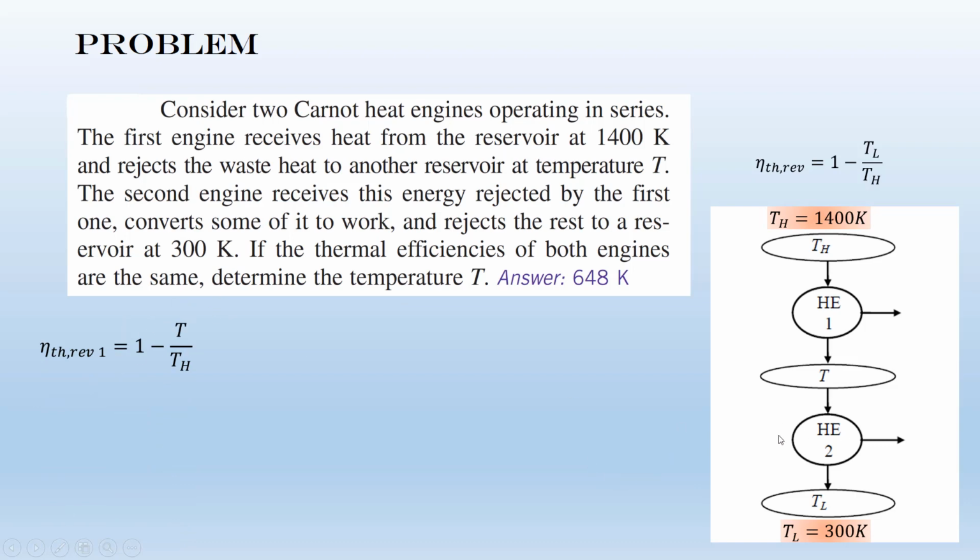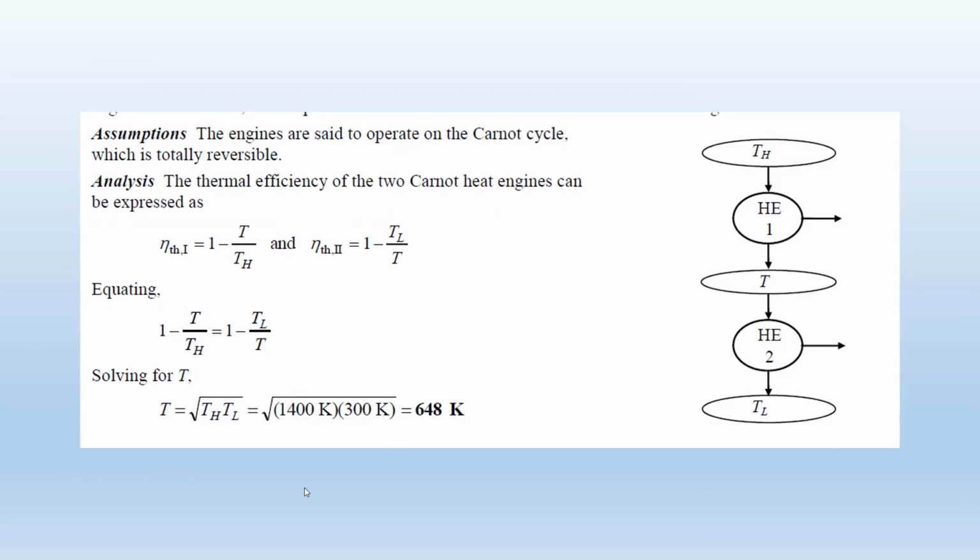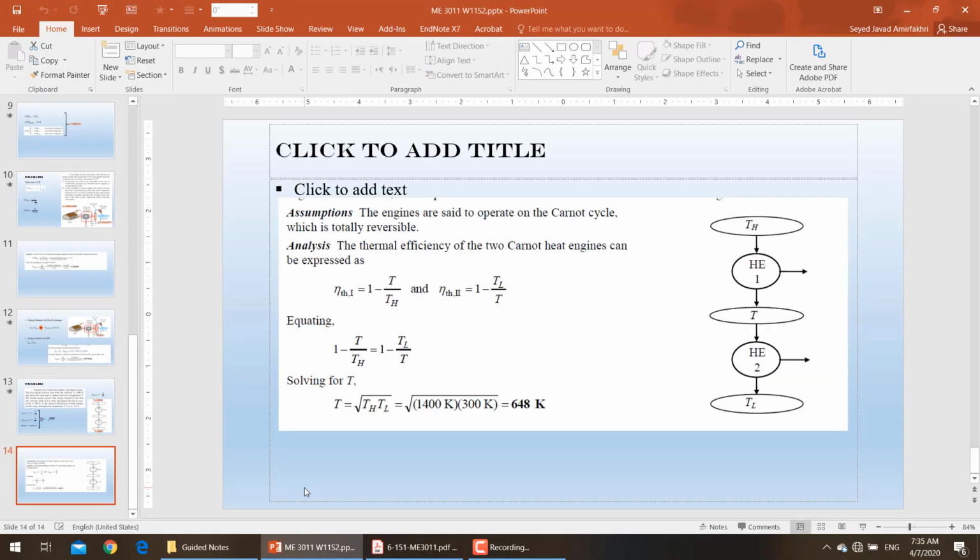The second one, if you want to write the thermal efficiency for the second one, you need to write 1 minus TL. What is the TL for heat engine 2? It's actually TL over TH. What is the TH for the second heat engine? For the second heat engine, the TH is actually this T. And you know that the thermal efficiency of the first one equals the second one. If you combine these three equations, you can simply write the temperature equals the square root of TH times TL. You have the TH and TL, and then you can simply find the answer, which is 648.